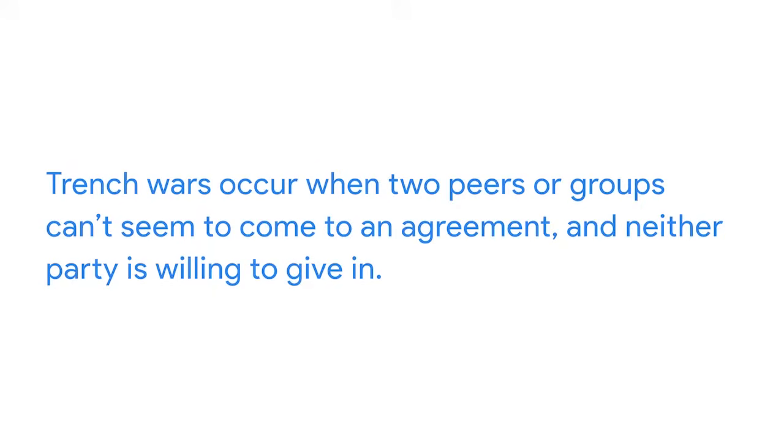Escalation is great for preventing two common issues within a project: trench wars and bad compromises. Trench wars occur when two peers or groups can't seem to come to an agreement, and neither party is willing to give in.